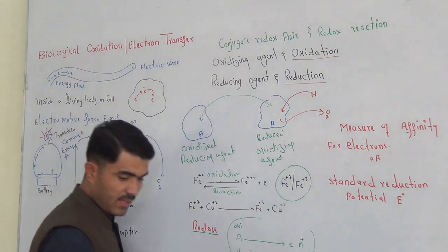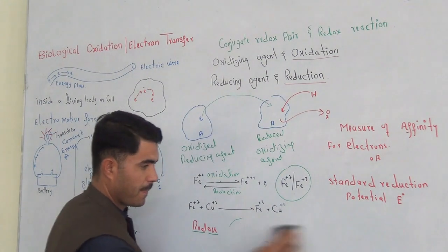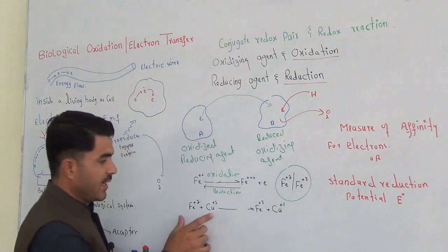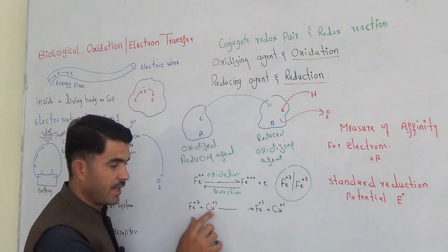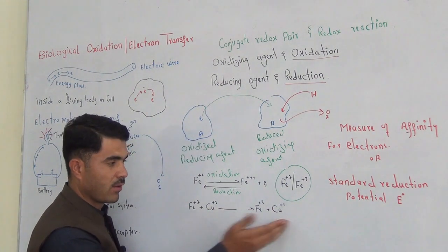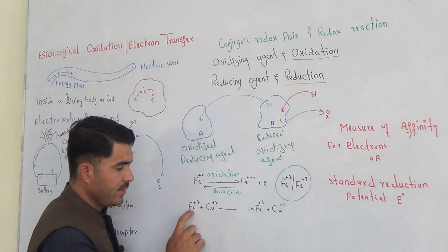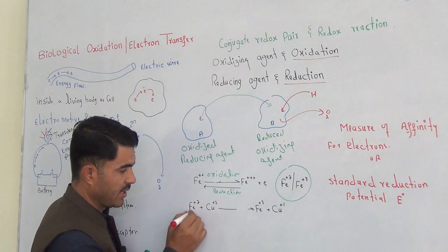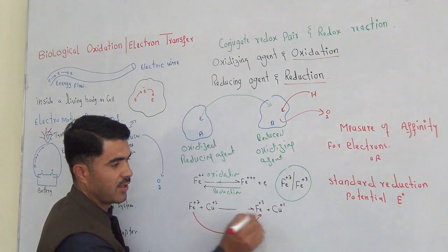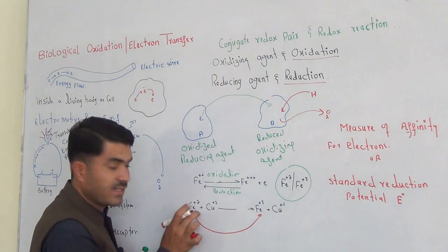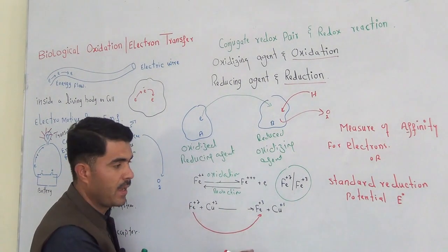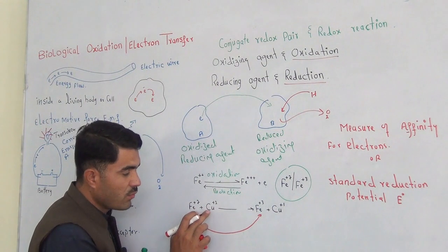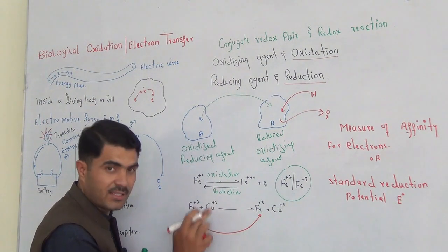Okay, one more thing. Here we have iron and here we have copper. Iron and copper, what happened? Iron loses its electron and becomes Fe plus 3. Look at that, iron has been oxidized. Where will the electron go? The electron will be given to Cu plus 2.